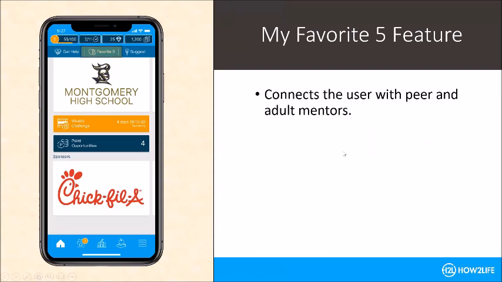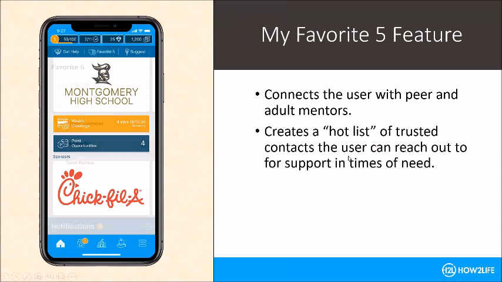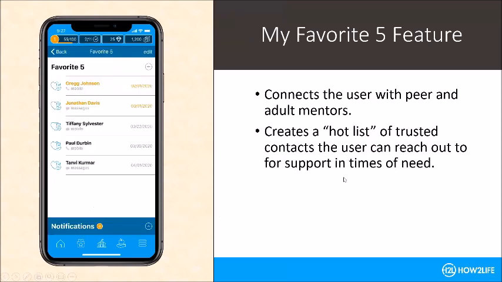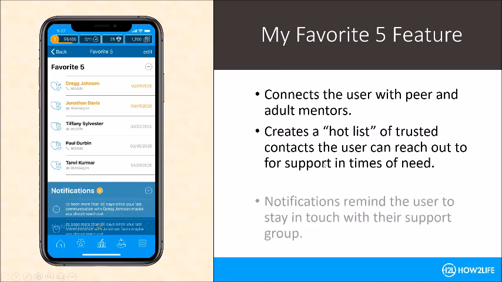We also like to connect them with peers and adult mentors, and we do that with a Favorite Five. Basically, Favorite Five creates a hot list of trusted contacts, people that the user feels very comfortable with. The other thing that it does is keep track of how frequently you've contacted these individuals and can give the user a little nudge, or give the Favorite Five contact a little nudge, if they haven't been in contact over a certain period of time.